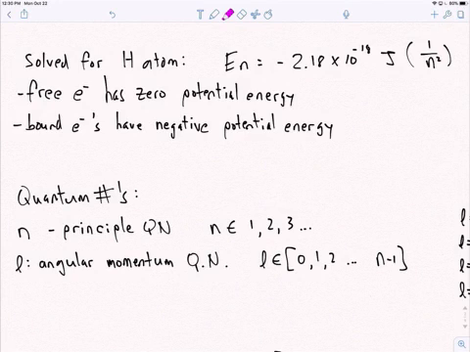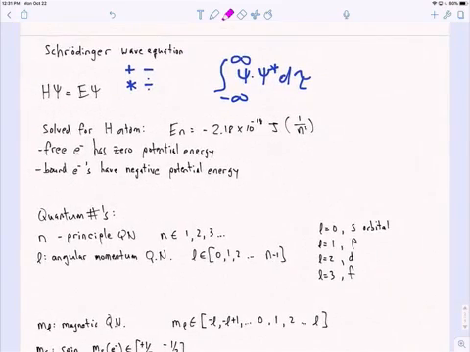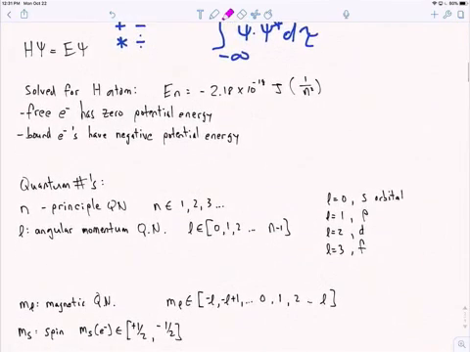Okay, so n can only be positive whole numbers. L can be positive whole numbers and 0. Because if n is 1, L is 0. But if n is 2, L can be 0 or 1. If n is 3, L can be 0, 1, or 2. Up to n minus 1.